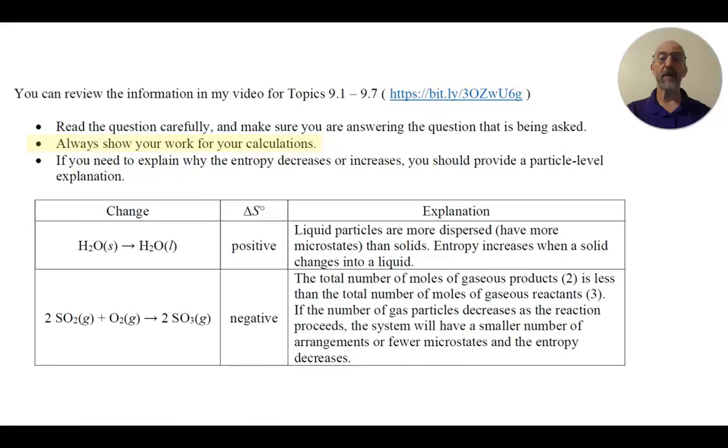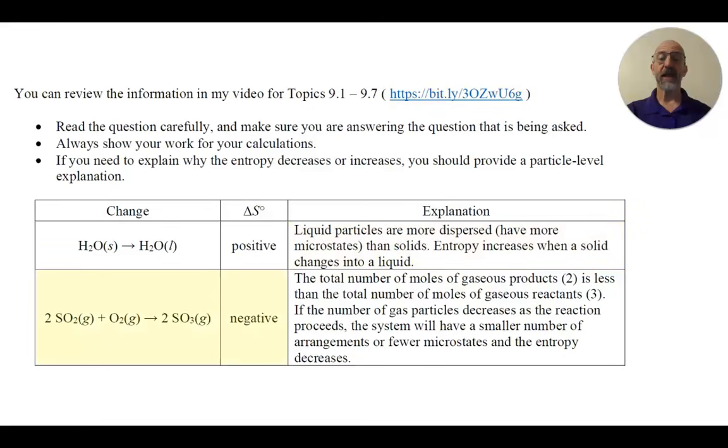And with respect to topic 9.1, if you need to explain why the entropy decreases or increases, you should provide a particle level explanation. So, for example, the change in entropy is positive when a solid changes into a liquid. So here is an appropriate particle level explanation for that process. Liquid particles are more dispersed, you could say have a greater number of arrangements or have more microstates as compared to solids. So the entropy increases when a solid changes into a liquid.